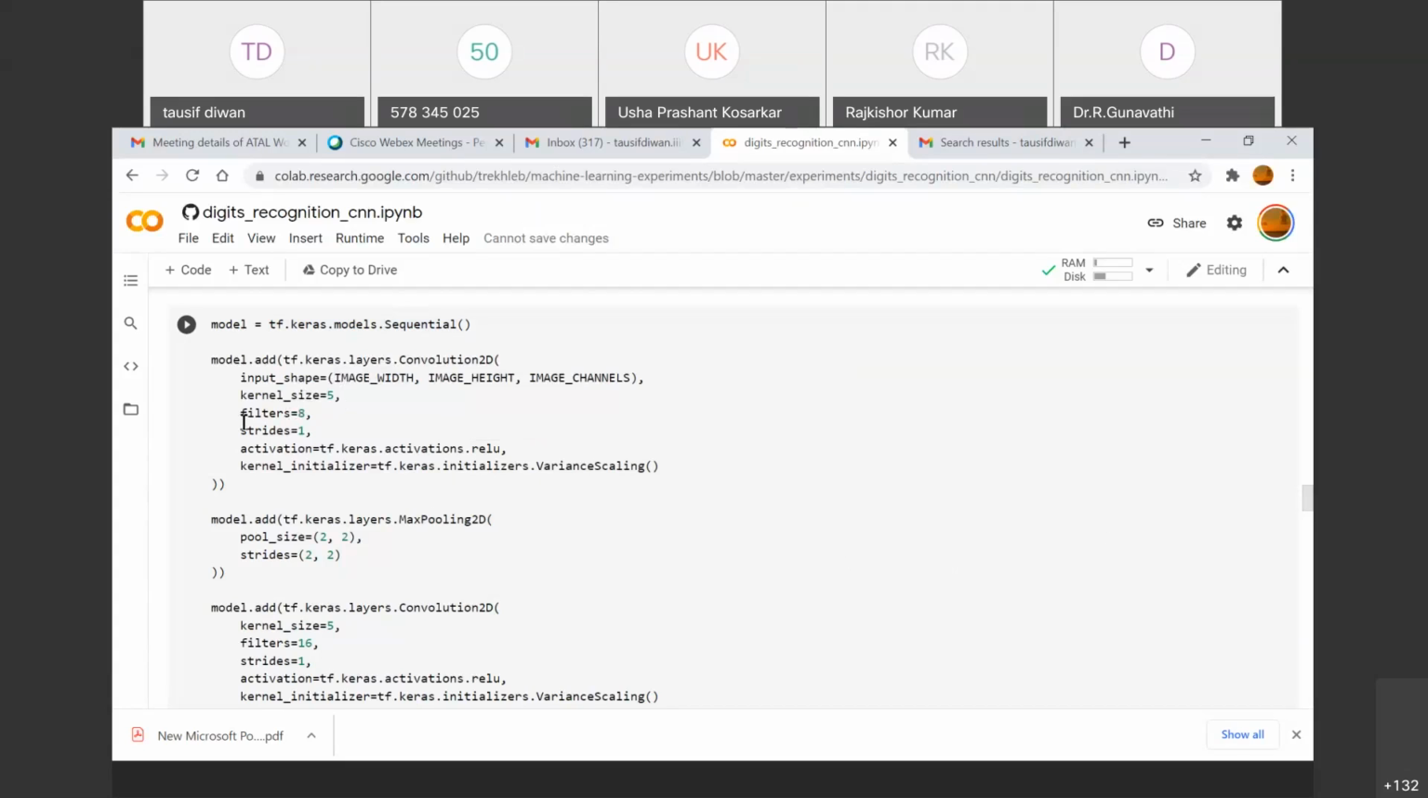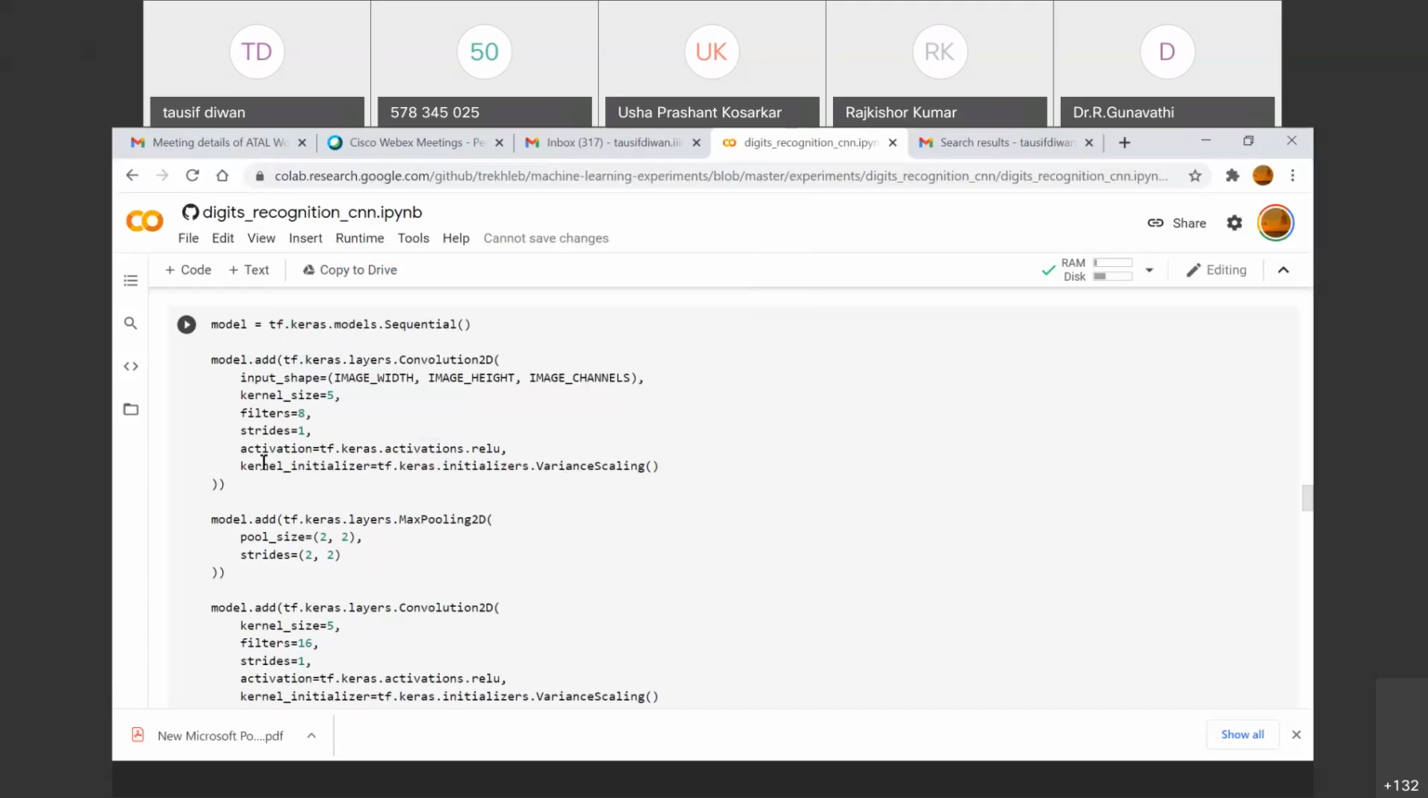We need to define stride. Stride is equal to 1. We need to define the activation function. So here the activation function is tf.keras.activations.relu. It means that relu is used as the activation function. And the next thing is how the weights are initialized. So the initializer method is called for the initialization of weights. Is it clear? So this is the first convolution operation.